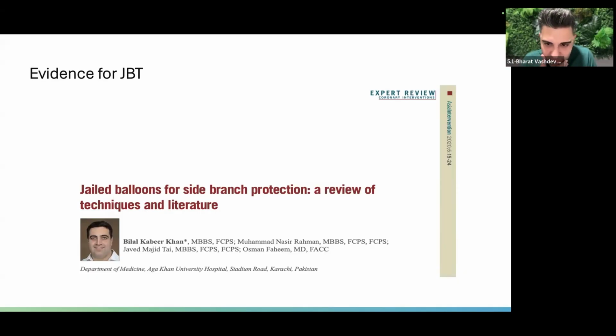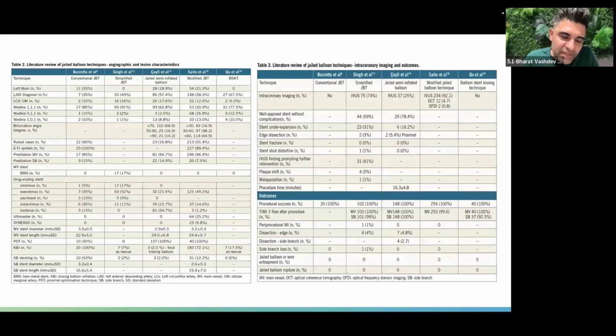Now, this review article came out of Wakas's colleagues from Pakistan. This was published in 2020. And they really looked at the literature of all these techniques and showed a comparison between the conventional, the simplified, the semi-inflated, the modified, the balloon-stent kissing technique. So there are various different jailed techniques that have been done. And a lot of them varied.